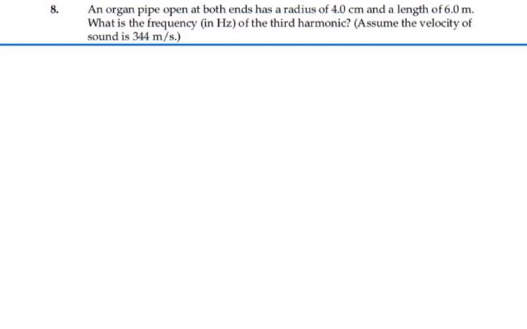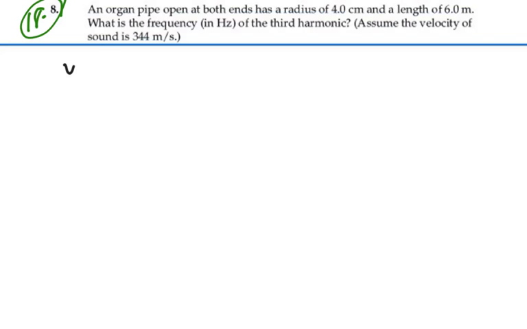Let's take a look at problem 18.8. An organ pipe open at both ends has a radius of 4 centimeters and a length of 6 meters. What is the frequency in hertz of the third harmonic? Assume the velocity of sound is 344 meters per second.